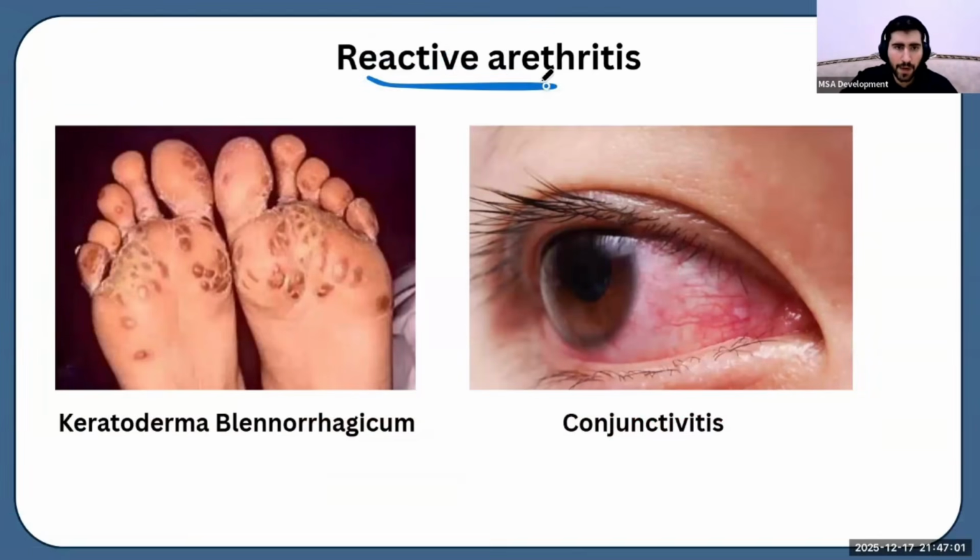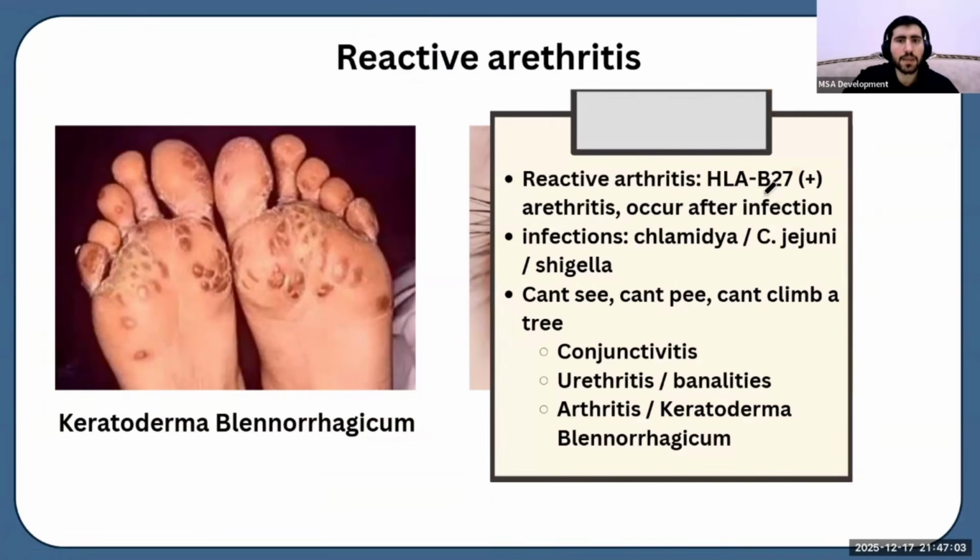Finally, we have reactive arthritis. Reactive arthritis is also HLA-B27 positive. It is rheumatoid factor negative. It affects the axial spine. However, the most important three features about reactive arthritis are in this mnemonic: can't see, can't pee, and can't climb a tree. Can't see means that reactive arthritis is affecting the eye, causing conjunctivitis.